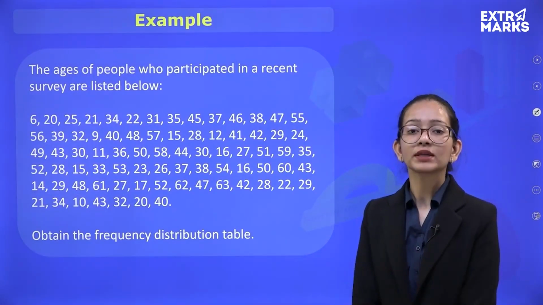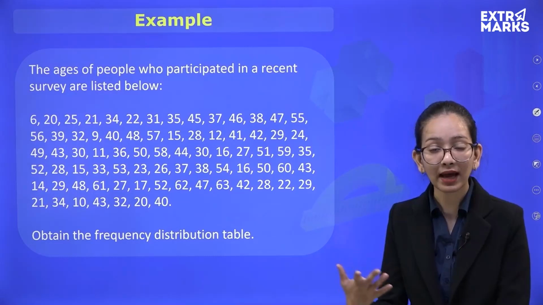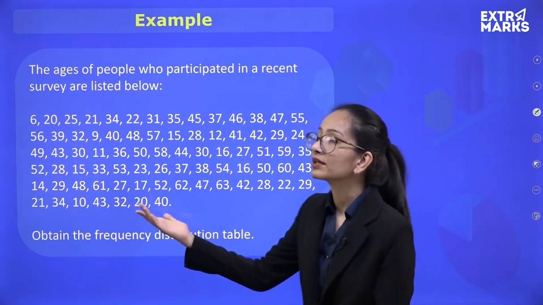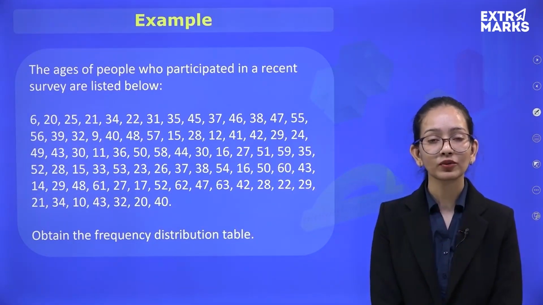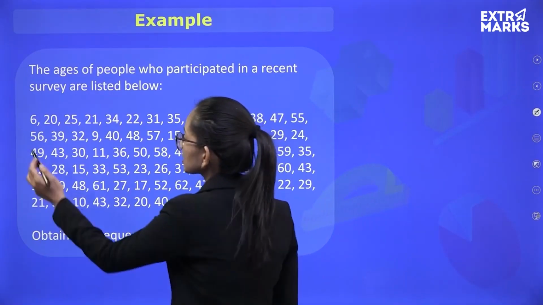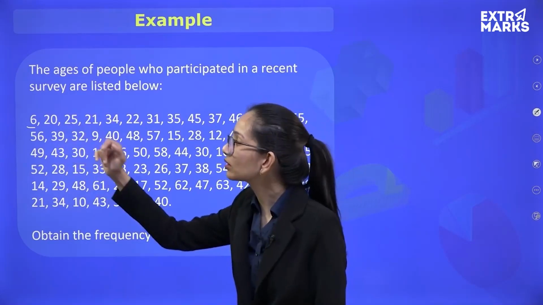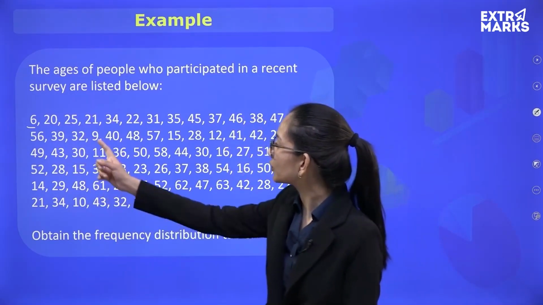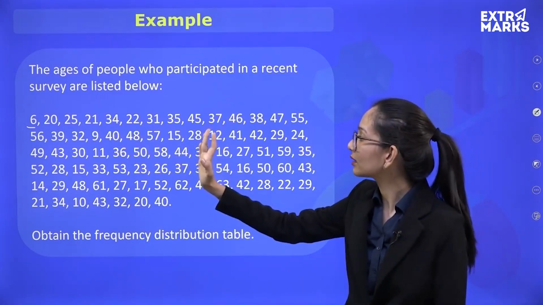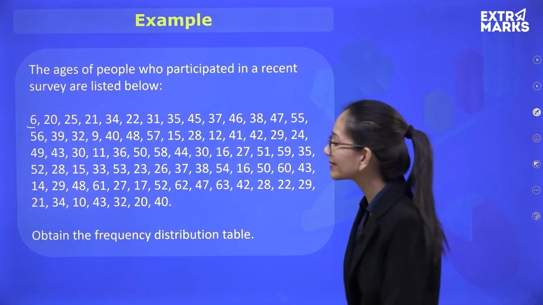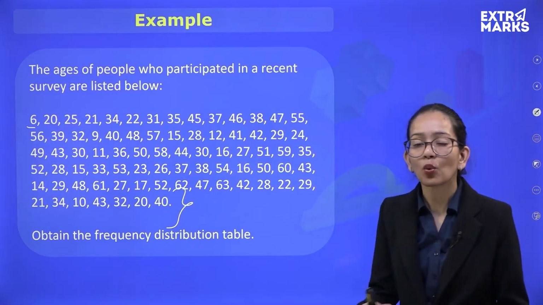Suppose I have the ages of people who participated in a recent survey. What kind of data do I have? I have the ages of people who participated in a recent survey. The age of the first person is 6 years. The age of the second person is 20 years. The age of the third person is 25 years. The age of the fourth person is 21 years. Then 34 years, 22 years, then 31 years and so on. You can see that this data is very lengthy.